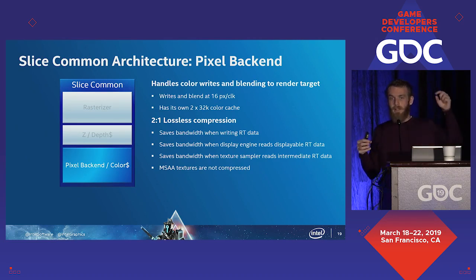It is also handling the lossless decompression that I mentioned. So the pixel backend compresses it, and it saves bandwidth when writing the render target data. It saves bandwidth when it's being sent to the display engine to be displayed on screen. And it saves bandwidth when it's being read through the sampler. And as I mentioned, the sampler is going to decompress it and pass it along to the execution unit. One thing that is important to note is that MSAA textures are not compressed.